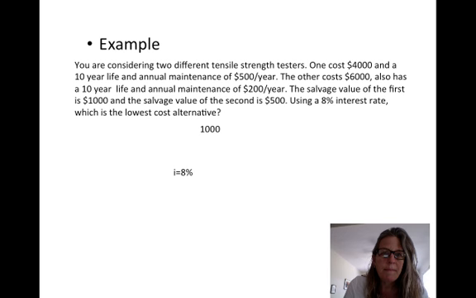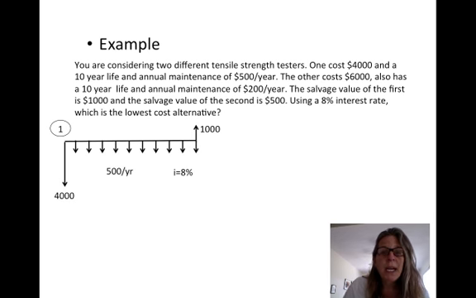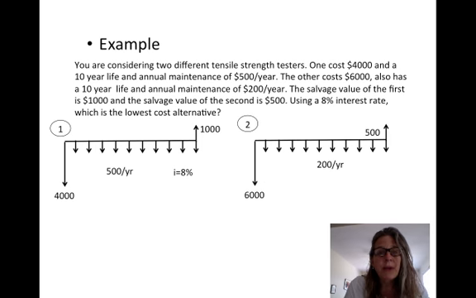So another example is we're choosing between two testers, strength testers, tensile strength testers. One costs $4,000, a 10-year life, and an annual maintenance of $500 a year. The other costs $6,000, is also a 10-year life, and has an annual maintenance of $200 a year. The salvage for the first is $1,000, and the salvage for the second is $500.